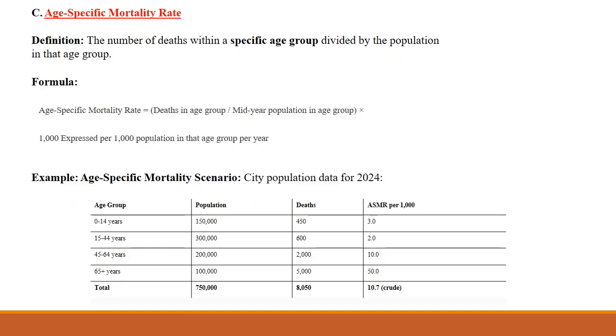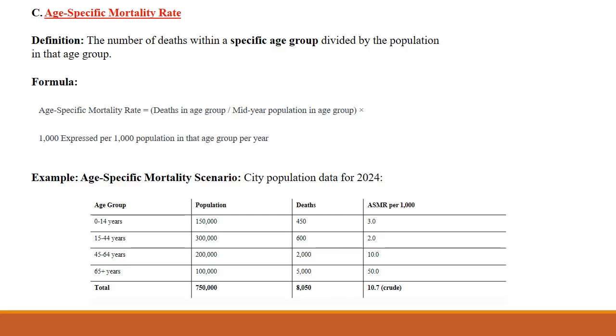Age-specific mortality rate: the number of deaths within a specific age group divided by the population in that age group. That is the formula, and it is expressed per thousand population in that age group. Age-specific mortality scenario, city population data for 2024. The first column is the age group, the second is the population, the third one is the deaths, and at the end, ASMR per thousand.